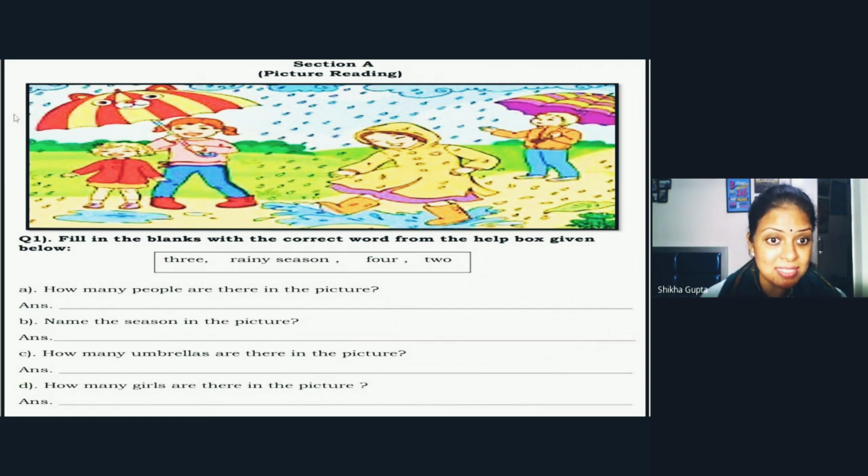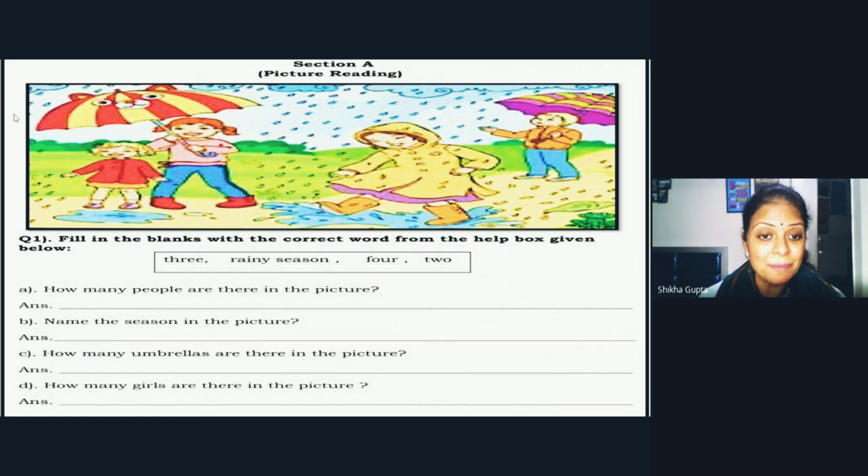First question is, how many people are there in the picture? Now you have got a help box also, so you can take help from the help box and write down the answer. Second question is, name the season in the picture. You can see very well the season in the picture. So, now you have to give the answer.